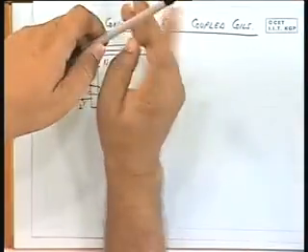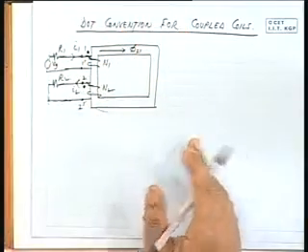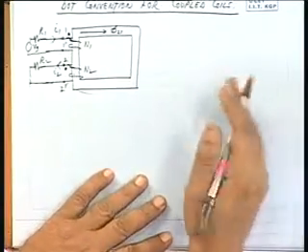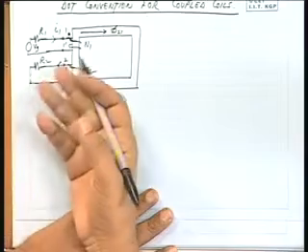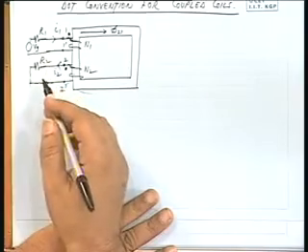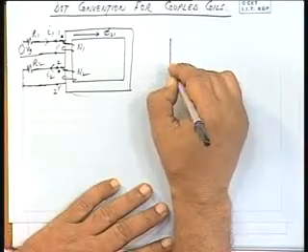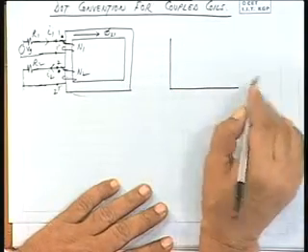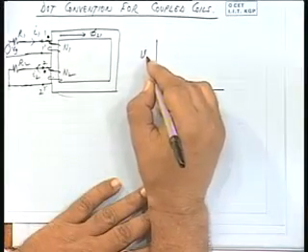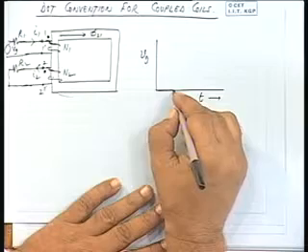Now I pose a few questions before you and see what would be the nature of variation of different quantities. Suppose I have R1 and R2, some fixed resistances. What would be the variation of the currents, flux, voltages induced and so on? We have applied Vg, okay, at time t.